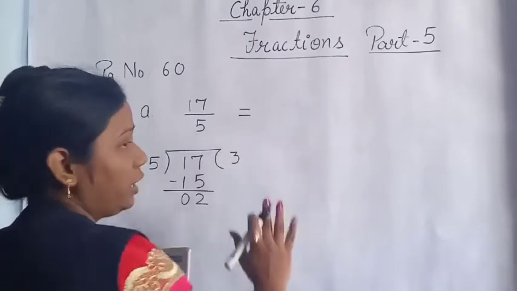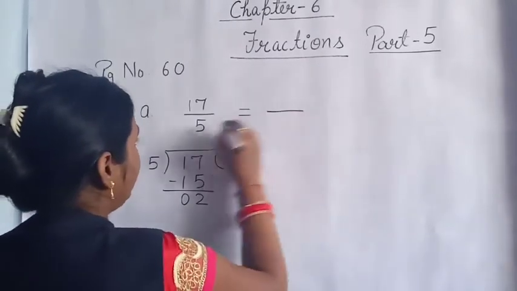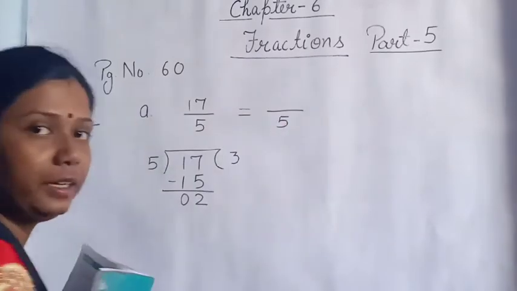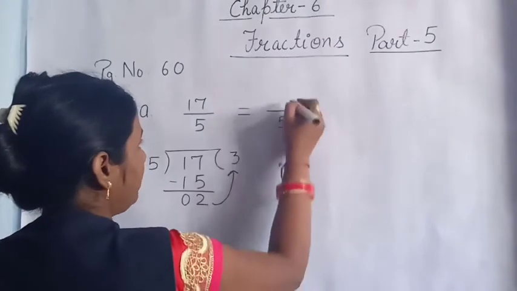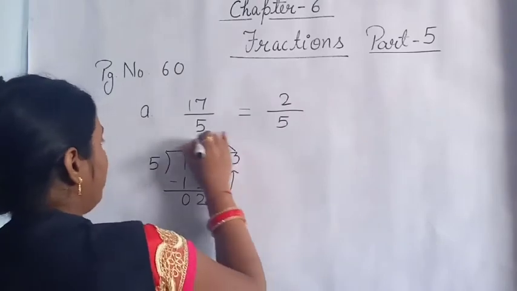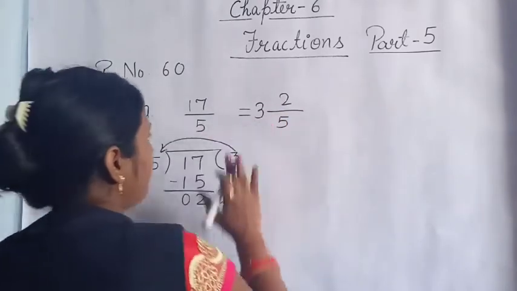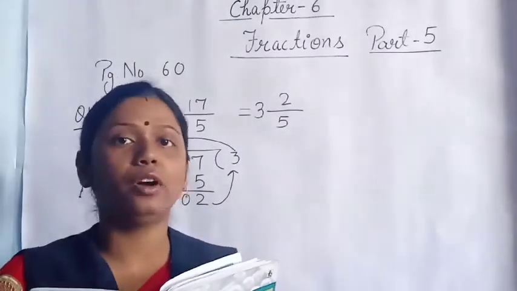Now, let us check how we arrange these numbers. The denominator will remain as it is, means 5 will remain here at its place. This 2 will come upside, means 2 will come here. And this 3 will come to this side, means 3 will come here. So, this is the mixed form of the improper fraction 17 upon 5.